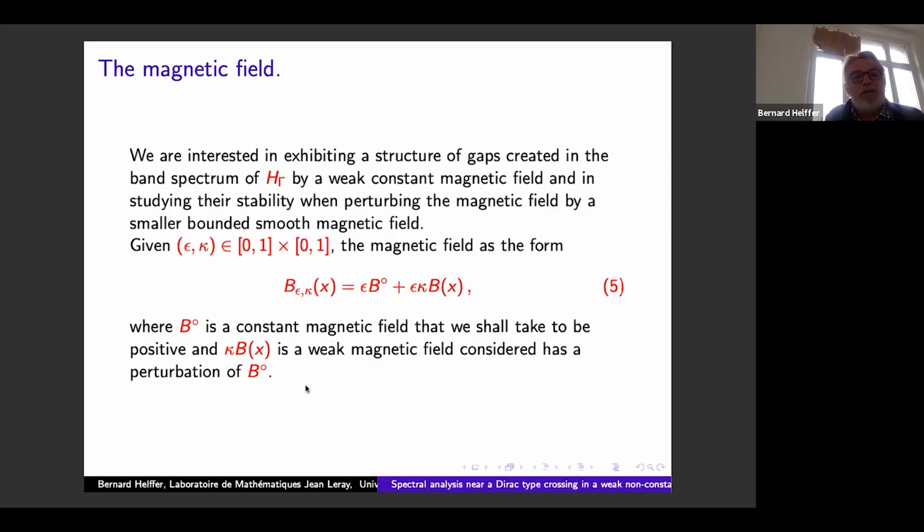Okay, now I introduce my magnetic field. The hypothesis that we take in this analysis is to add to the previous situation a magnetic field, which is the sum of epsilon B naught, which is constant, and another perturbation for which we put kappa, but B is no more constant. So you have in some sense two steps in the perturbation: a perturbation by a small constant magnetic field, and then another perturbation by, in some sense, a smaller magnetic field, which has no assumption of being constant.